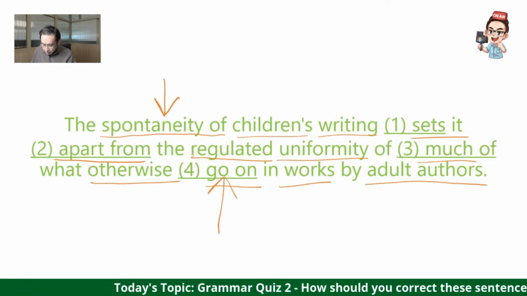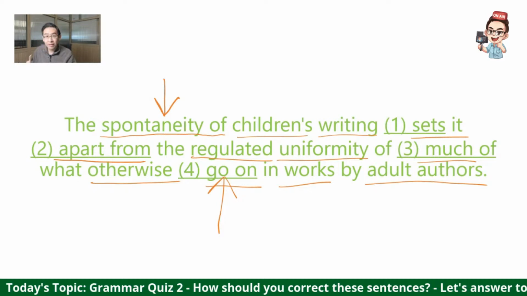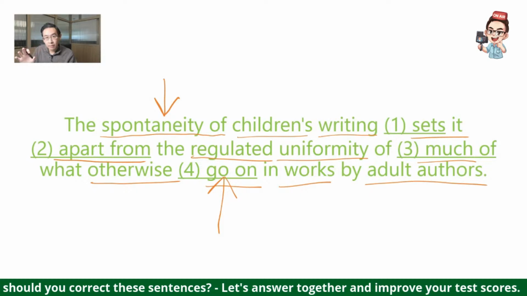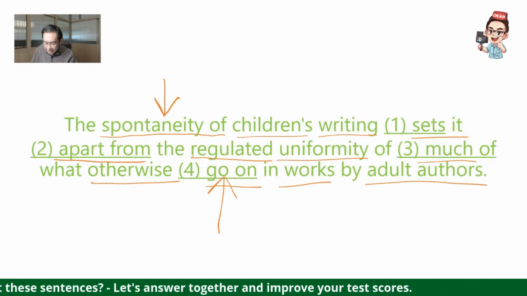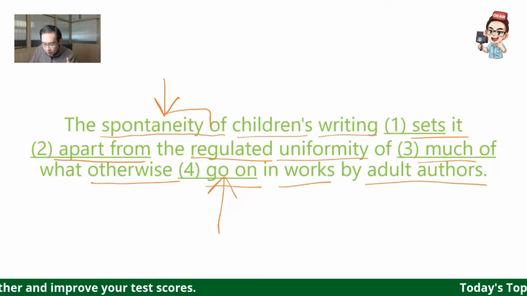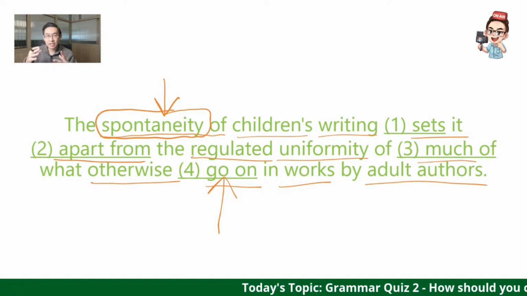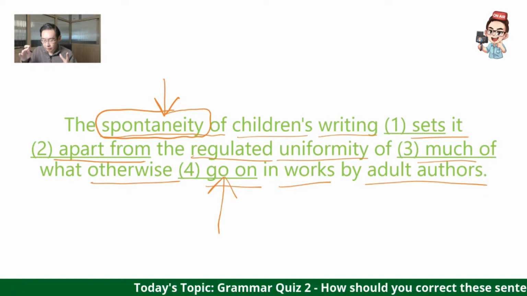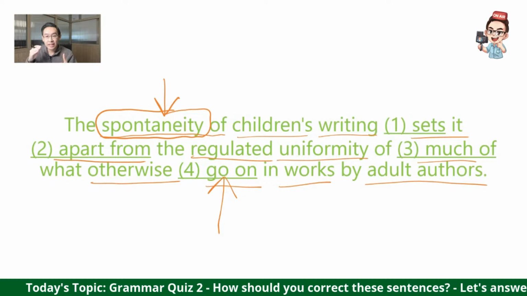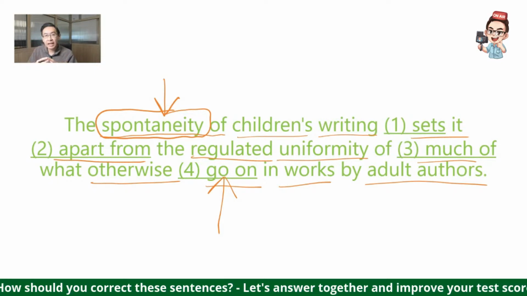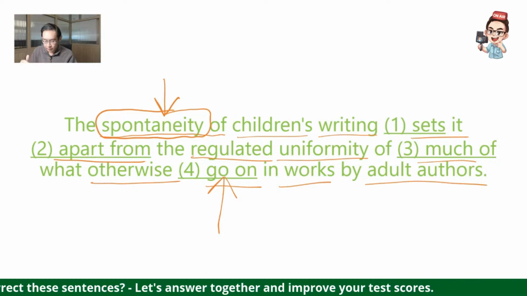Okay? Now, you may wonder why. Well, at first, let's go back to the main word in the subject of this sentence. So we can see the noun here, spontaneity, okay? It's a word to show the fact that something is instant, okay? No delay, no wait. This is an uncountable noun, okay?